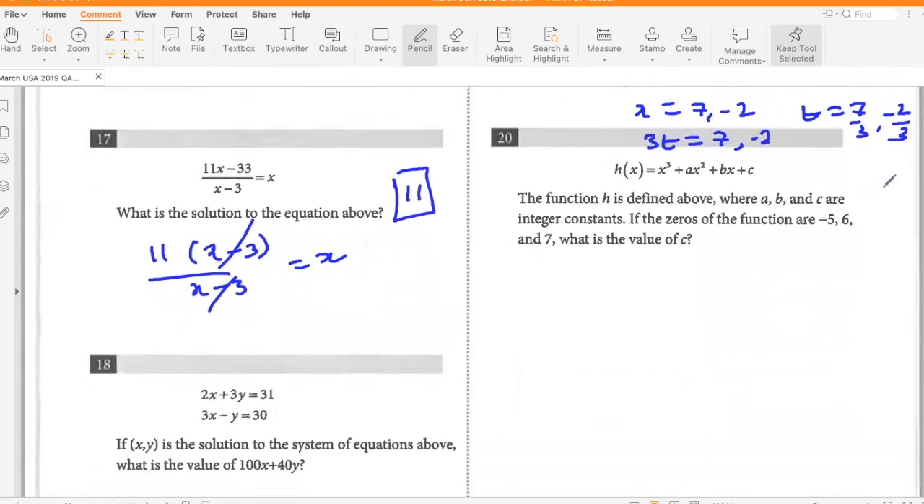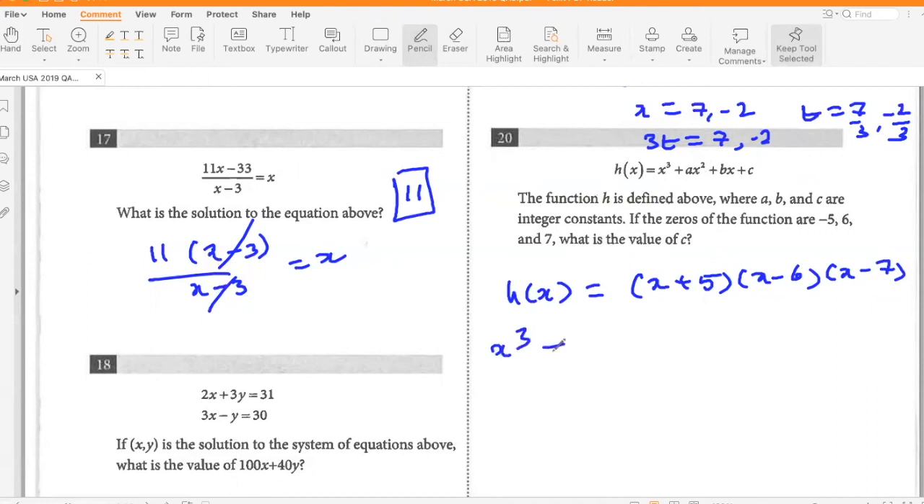h(x) is the function defined above, where a, b, and c are integer constants. If the zeros of the function are -5, 6, and 7, what is the value of c? Okay, so zeros of the function are the roots of the function. So I can write h(x) as (x + 5)(x - 6)(x - 7). And this is equivalent to x³ + ax² + bx + c.